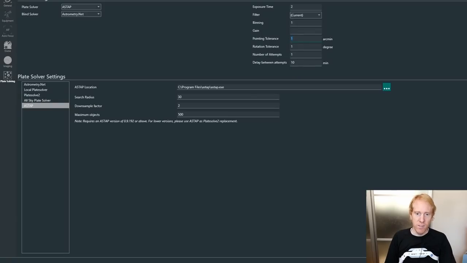So let's say I'm using N.I.N.A. I have my pointing tolerance of 1 arc minute, and I'm using N.I.N.A. with my 533 MC Pro camera attached to my R200SS Newtonian telescope without any reducer, let's say. First I need to translate those arc minutes to pixels, because I want to see what that means in terms of pixels, something I can actually measure easily on the sensor of the camera. For that, you need to determine how many arc seconds you have per pixel for your current setup. That's the resolution really of your setup.